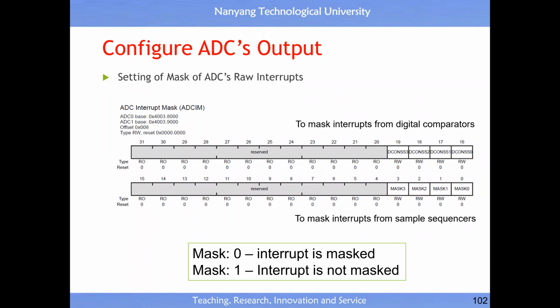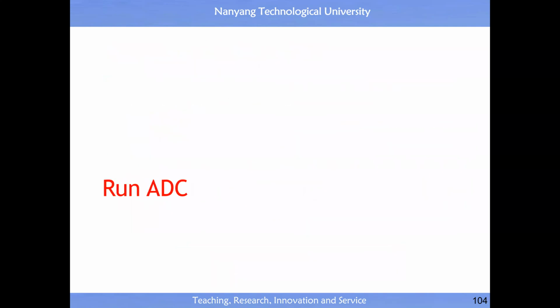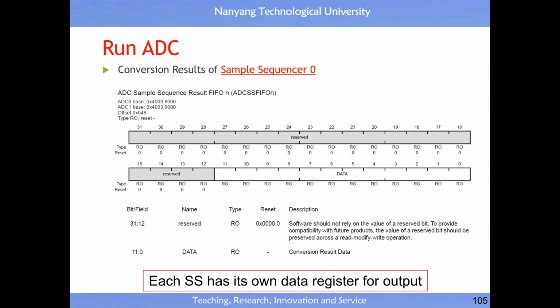Because internally they can generate interrupts, which are basically internal signals, you can mask them out. Don't let this signal go to the CPU or something like that. All right, so after that, then you run.